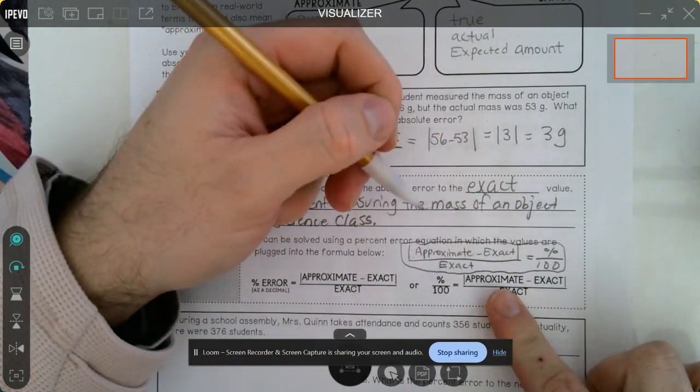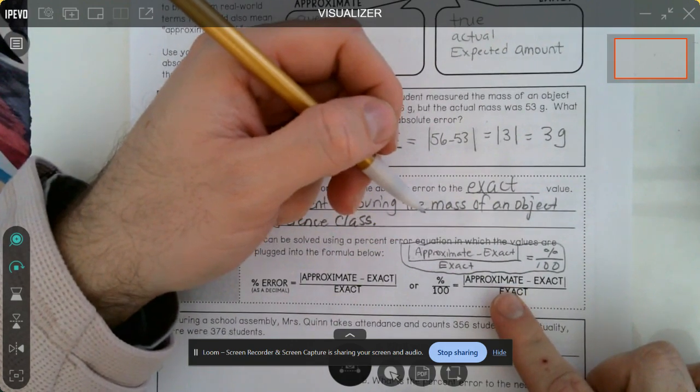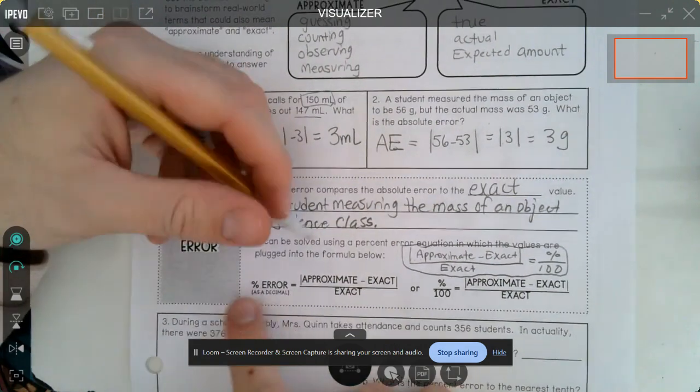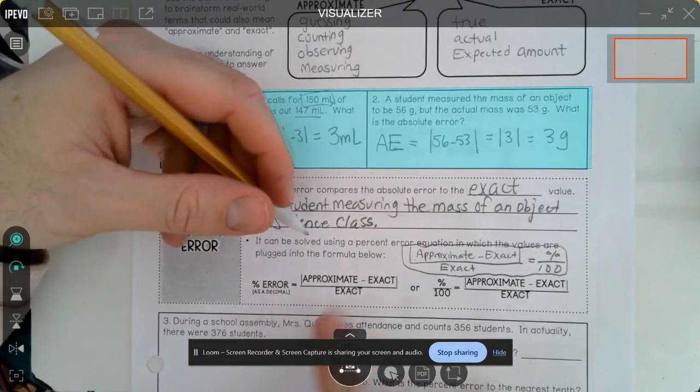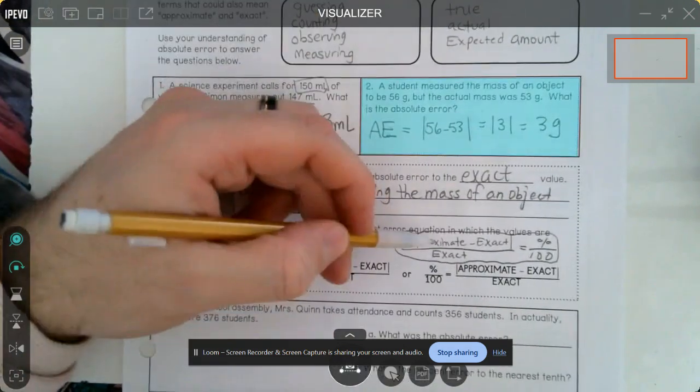Now you could use the one on the bottom. That one is going to be useful for kids that will remember it from how it was taught last year. And then this is the equation. So it's percent error as a decimal equals the AE over exact. I'm not going to use this equation very much. We're going to use the proportion.